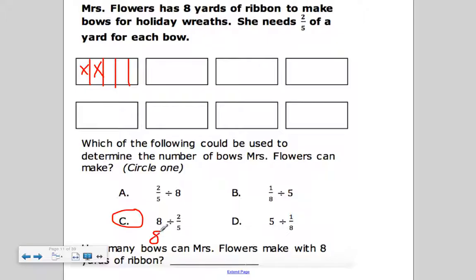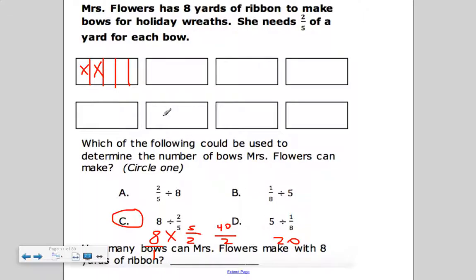We start off with 8 yards. We are multiplying by 5 halves. So we keep the 8 and multiply by its reciprocal. What is the reciprocal of 2/5? 5 halves. How can I rewrite 8 as a fraction? 8 over 1. If I multiply the numerators, I get 40, and if I multiply the denominators, I get 2. So the answer will be 20. She can make 20 bows.